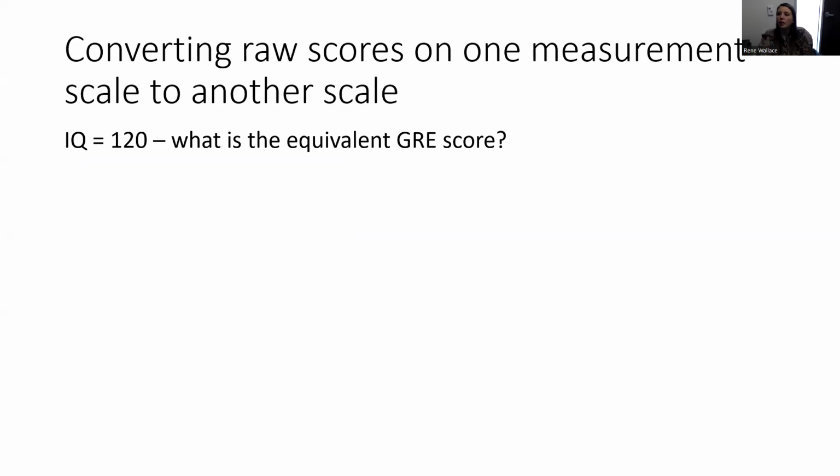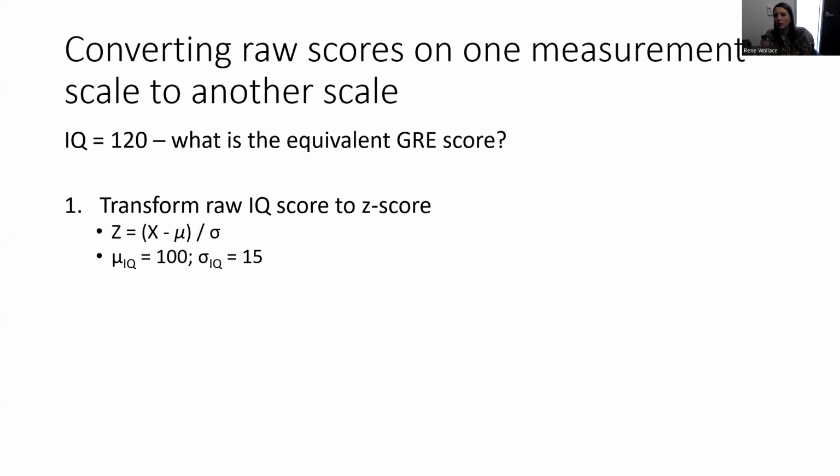Now, what if we want to take it from one measurement scale to a different measurement scale? Say we know someone's IQ is 120. What's their equivalent GRE score? I don't know. How could we possibly know that? We can because we can do z-scores. So we can transform that raw IQ score to a z-score.